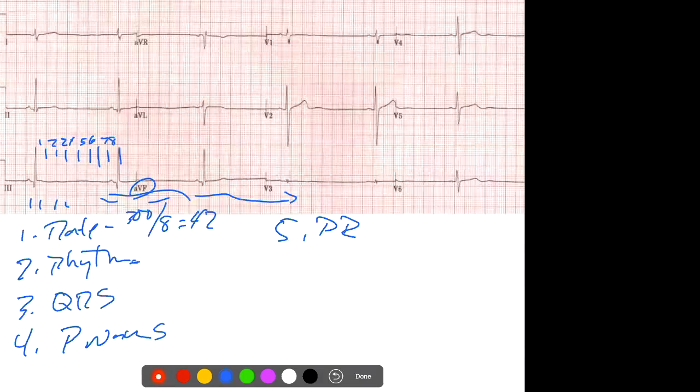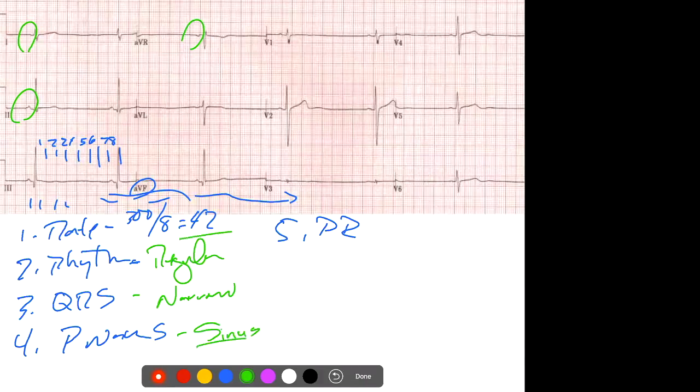So we got a slow rate. Is the rhythm regular or irregular? It is regular. We have a regular rhythm that's slow. Okay. What about our QRS complex? We know that's narrow. What about our P waves? Does it fit our criteria for a sinus rhythm? Yes. Good. So we have something that's from the SA node. So it's a sinus rhythm with a rate of 42. What is that called? Sinus bradycardia. Thank you. All right.